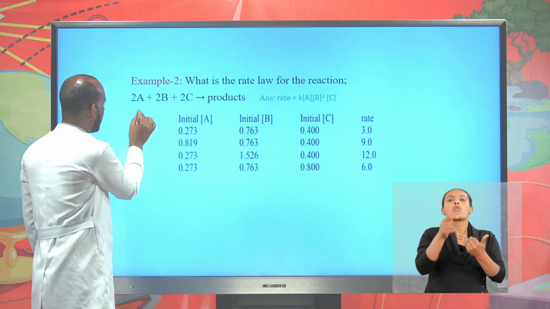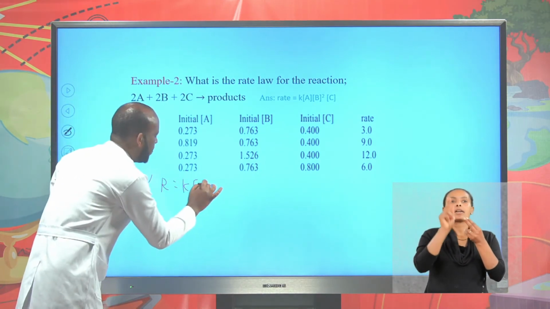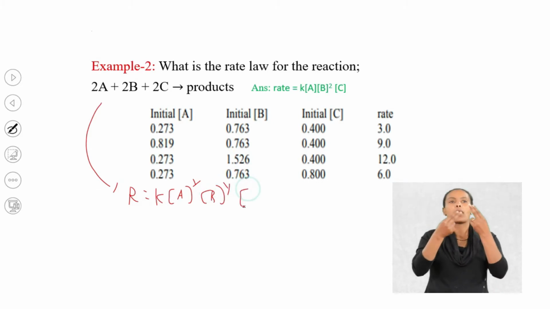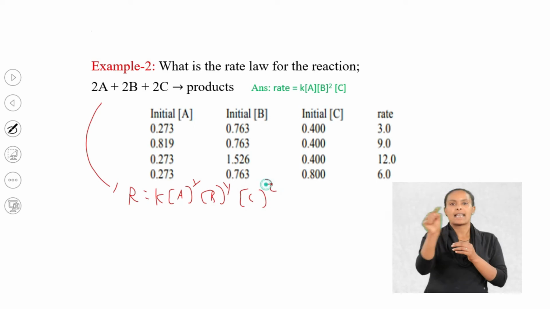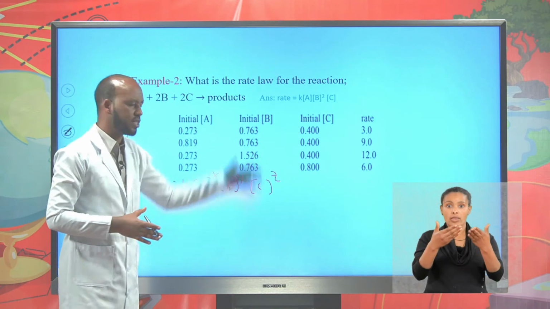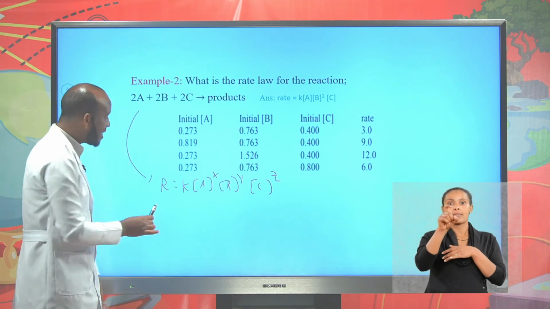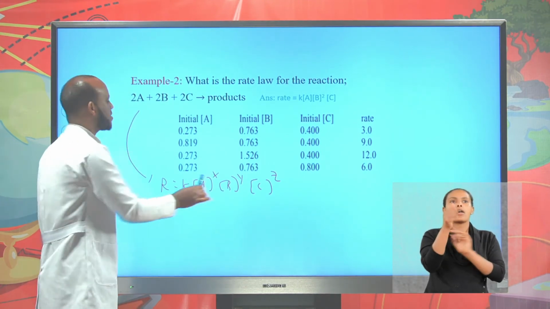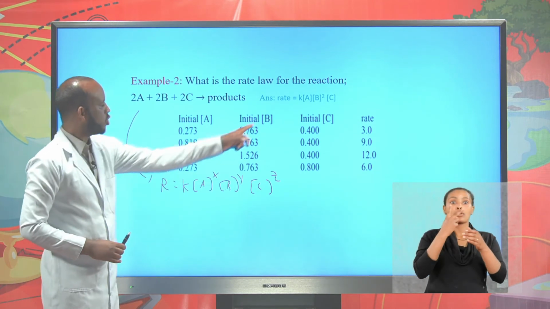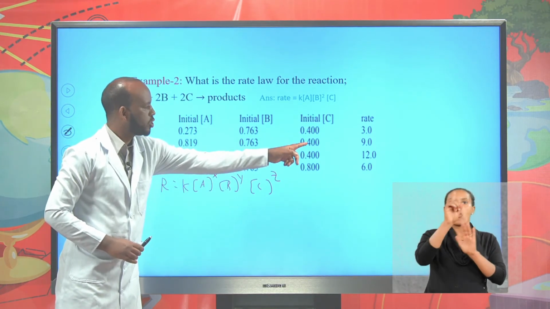Now, the rate law for this reaction is R equals K times concentration of A to the power X times concentration of B to the power Y times concentration of C to the power Z, where X, Y, and Z are obtained experimentally. To get the value of X, vary the concentration of A while keeping the concentrations of B and C constant, as in experiment 1 and experiment 2.